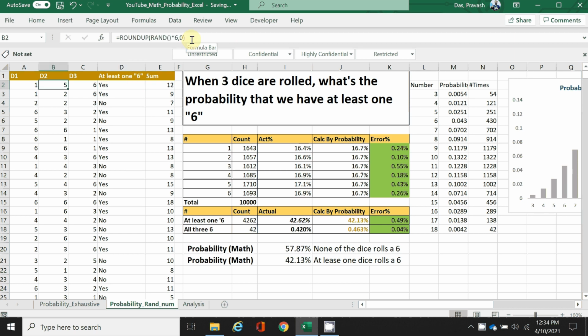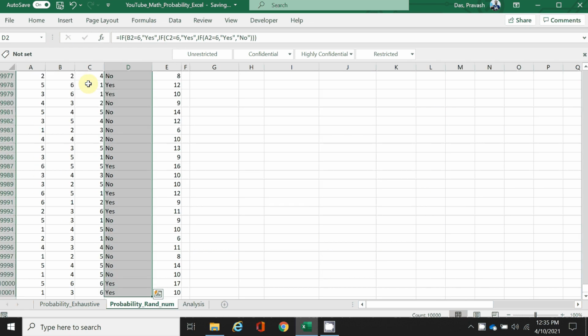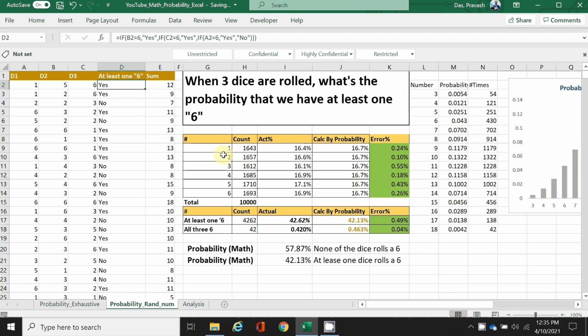or not. So this formula sees if B2 is a 6, say yes. If C2 is a 6, say yes. If A2 is a 6, say yes. That means if any of these three fields is a 6, it will say yes. Now it inspects all the 10,000 rows and it will give a yes or a no, right?